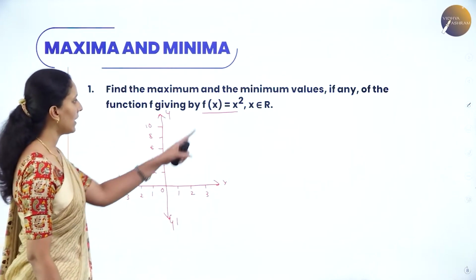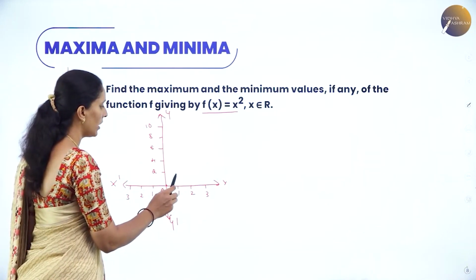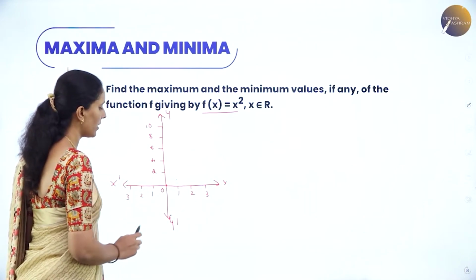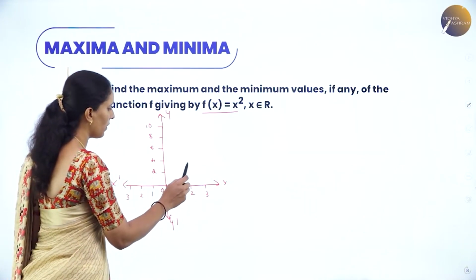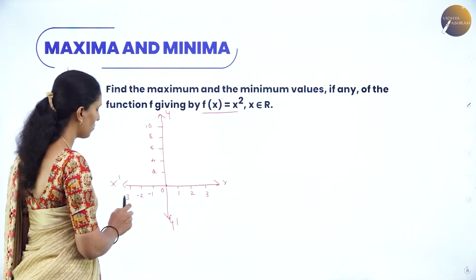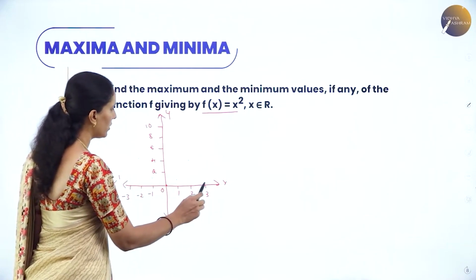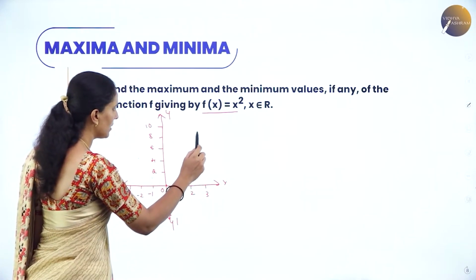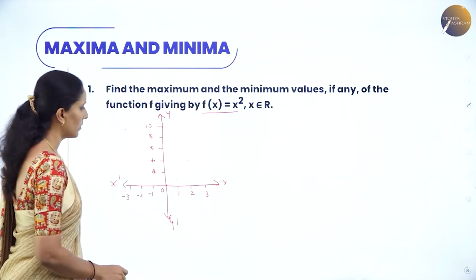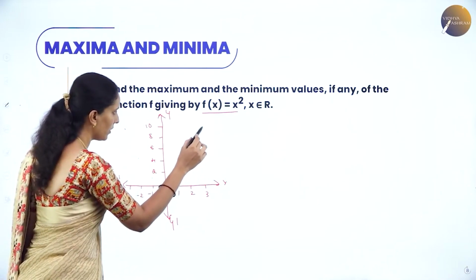So clearly, let us substitute the values. For 0, it is 0. For 1, it is 1 somewhere here. For minus 1 also, it is 1. For 2, it will be 4, and for minus 2 also it is 4. For 3, it is 9 somewhere here, and for minus 3 also it is 9 somewhere here. So here I have plotted the points. Let me sketch a graph here.